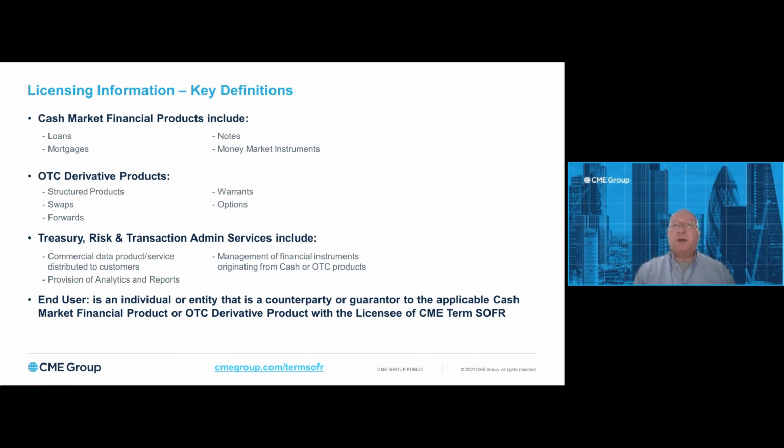An end user does not require a license merely to be the counterparty in a cash market product or OTC derivative trade. However, where an end user does require CME term SOFR in systems for internal calculation and analysis, a license will be required. Finally, where CME term SOFR is used as a result of a fallback trigger, or where CME term SOFR is used as a reference in a new transaction, a license will be required. Therefore, we encourage users to contact CME and start the licensing process as soon as possible.